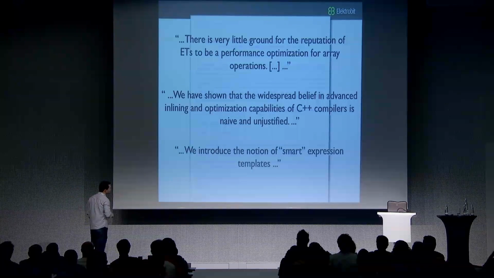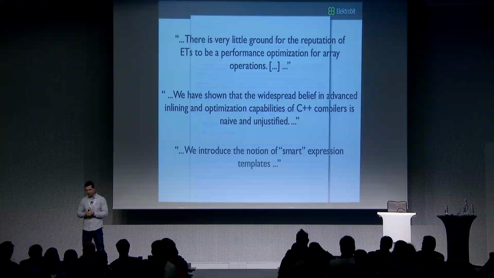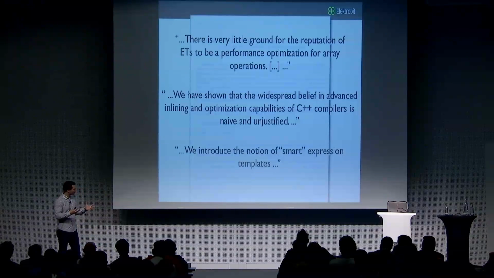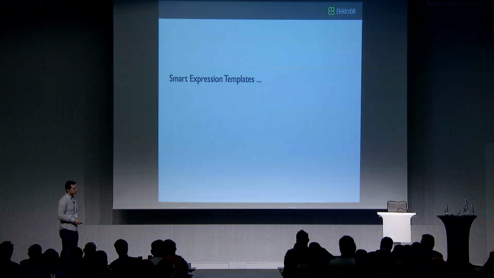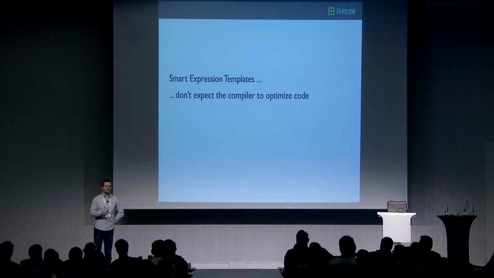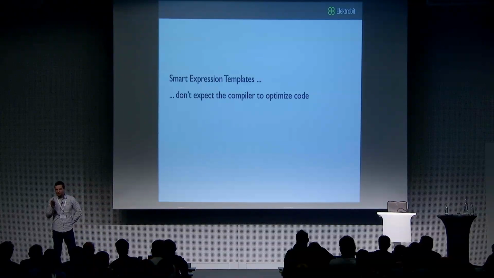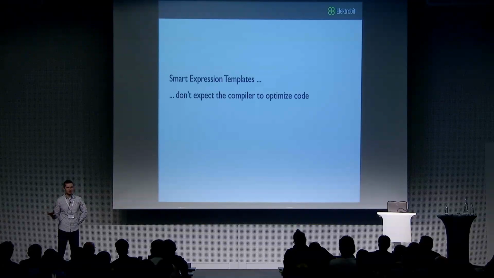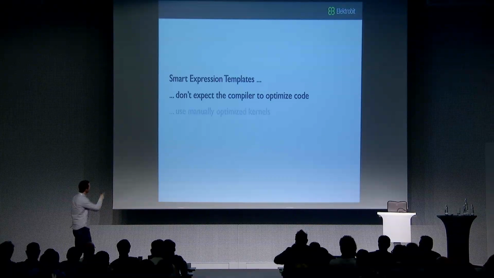Also, in this paper, we introduced some notion of smart expression templates. So, okay, the term might not be so relevant here. The idea is kind of simple. Smart expression templates, first of all, don't expect the compiler to do anything, except perhaps inlining. Inlining is still a problem. But we do not expect the compiler to provide us with some magical performance. Doesn't work, will not happen.